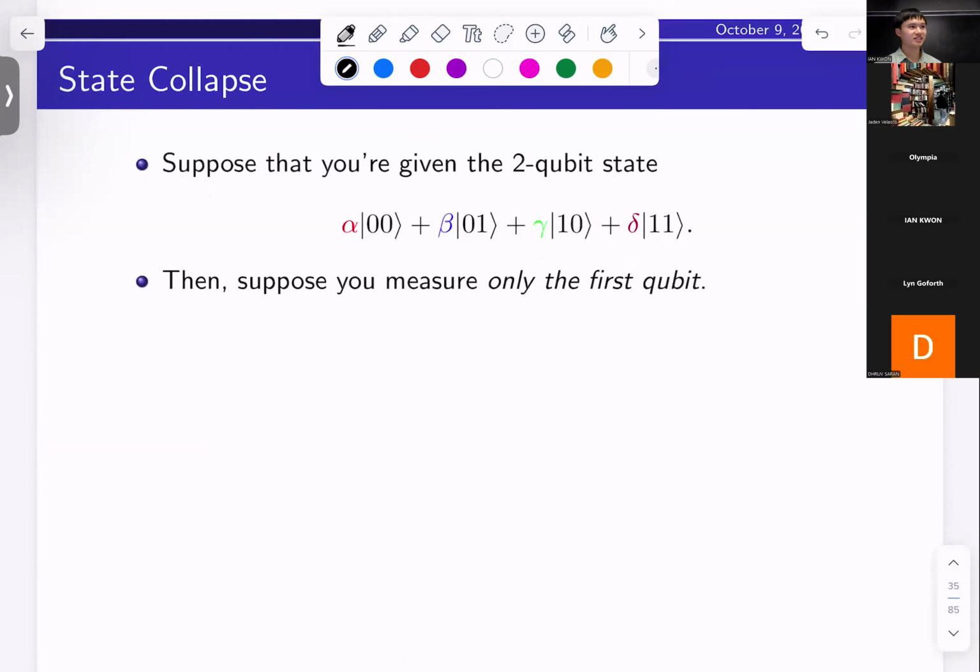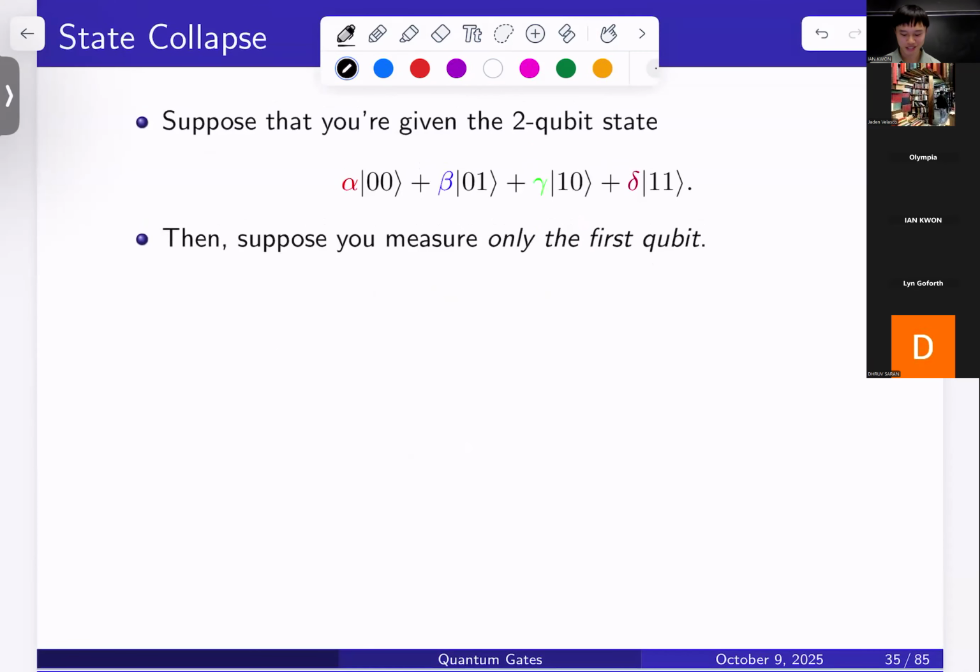So let's consider measuring this. I'm also going to speed up a little bit now, if that's okay. You can tell me if I need to slow down, but we do have quite a few slides to get through, so I will pick up the pace a little bit.